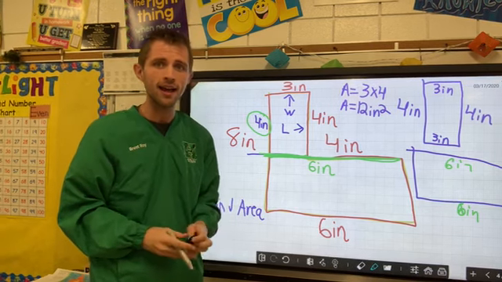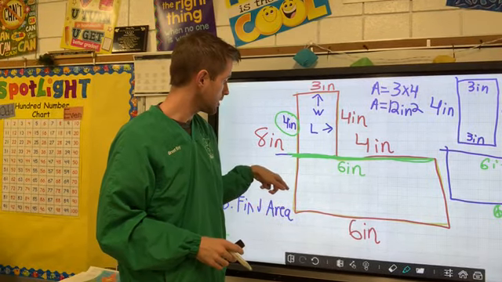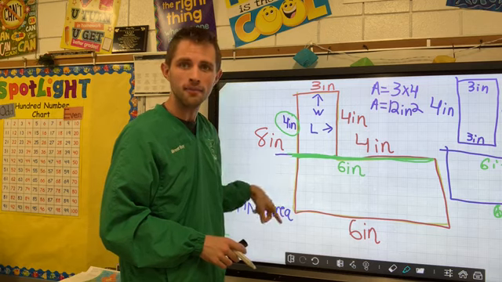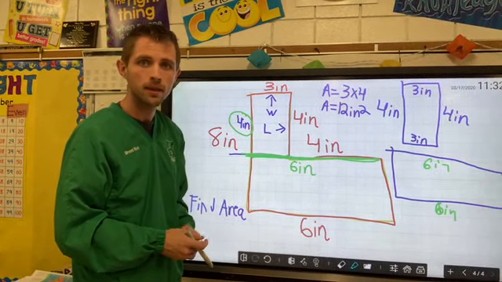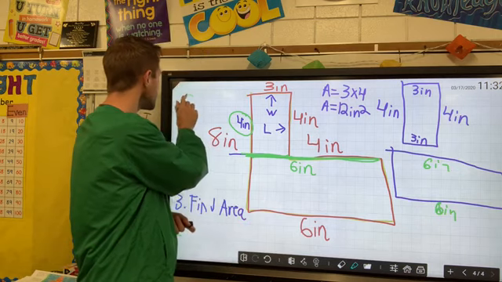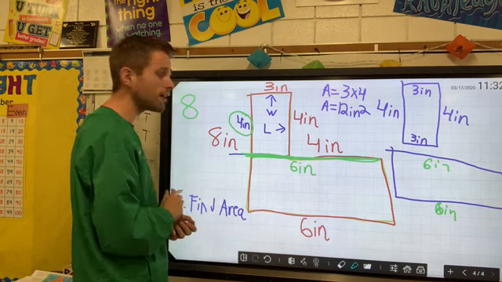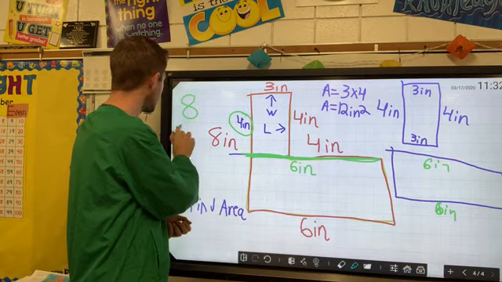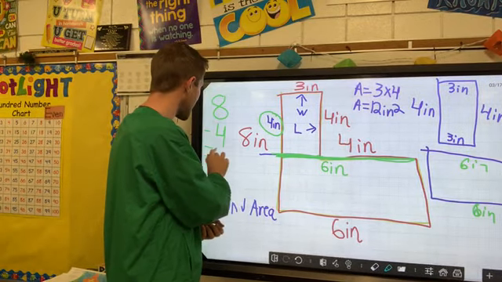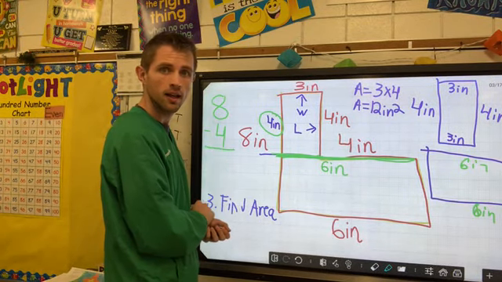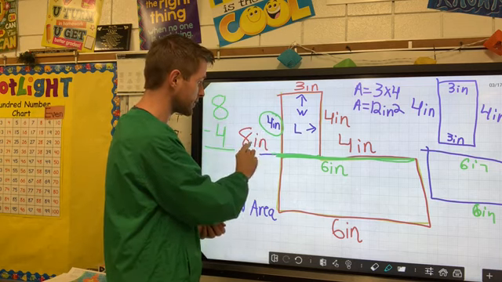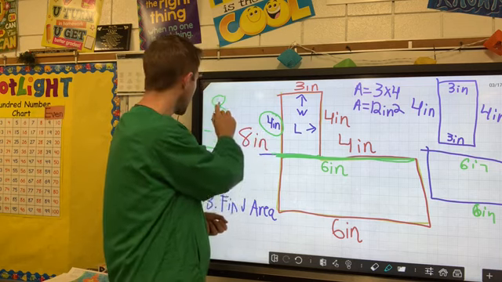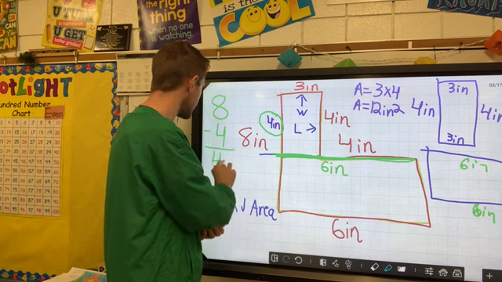how can I find what this bottom part is going to be for this bottom rectangle? What I would do is I would take my total of 8 and I would subtract the 4 inches that I take away. 8 minus 4, because remember we took away 4 inches from this 8. 8 minus 4 is 4 inches.